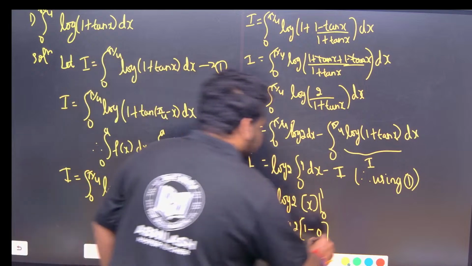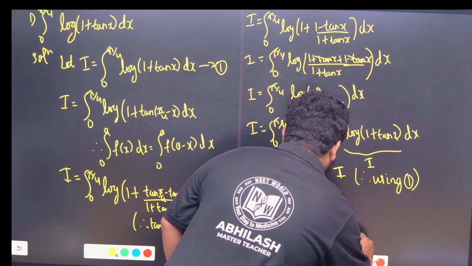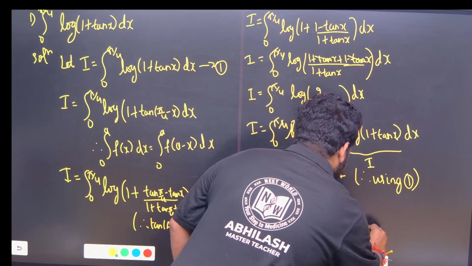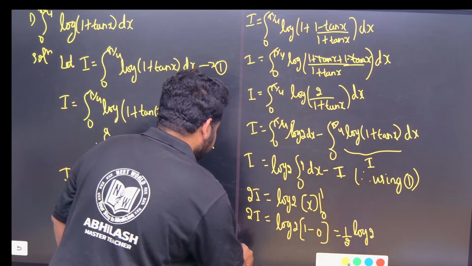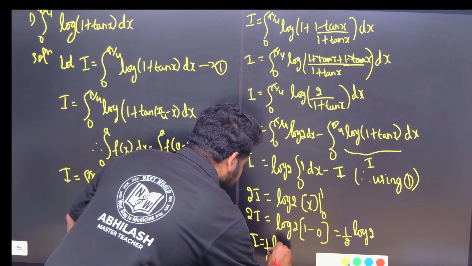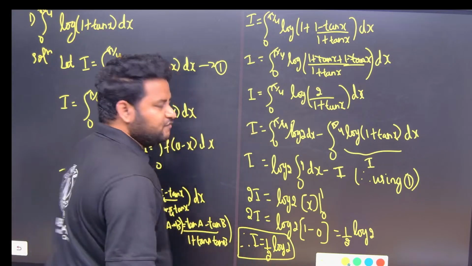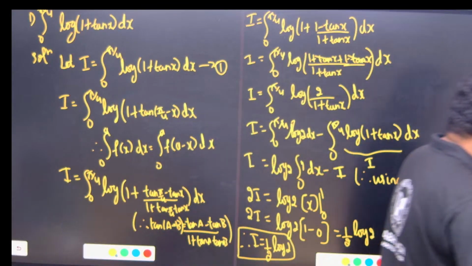So this would be equal to, if I bring the 2 down, 1 by 2 log 2. So therefore I is equal to 1 by 2 log 2. This is the final answer to this question, friends.